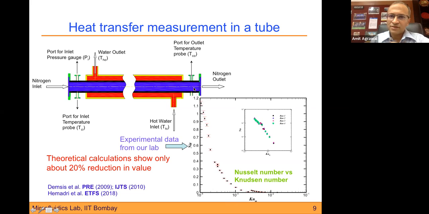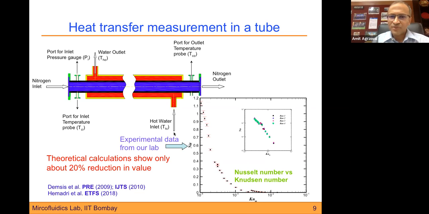We do see a Nusselt number of something like 3 or 4, but as we keep increasing the Knudsen number, there is a very sharp, rapid drop in the Nusselt number. That is what we were finding from our experiments, and none of the theory or DSMC calculations were able to indicate anything close to what the experimental data is showing.